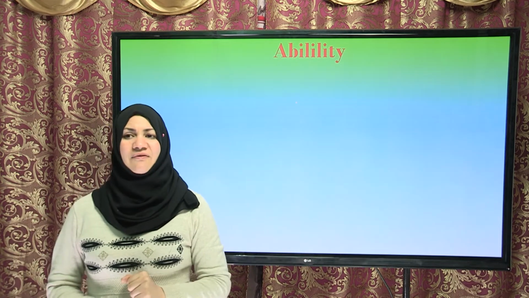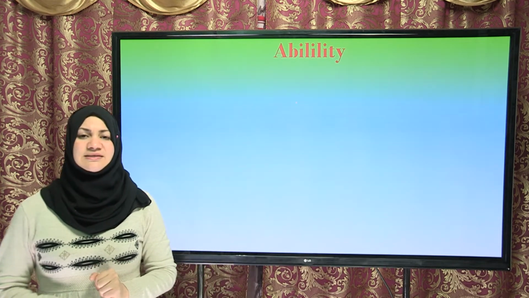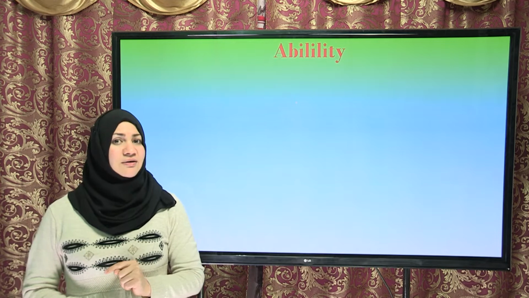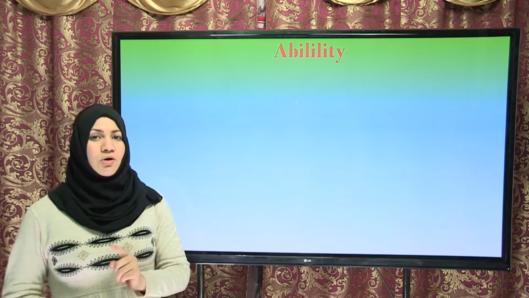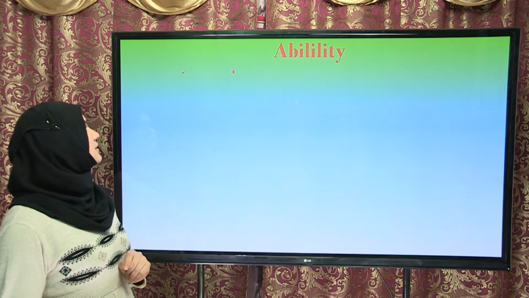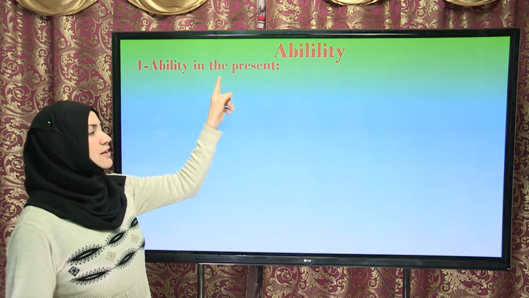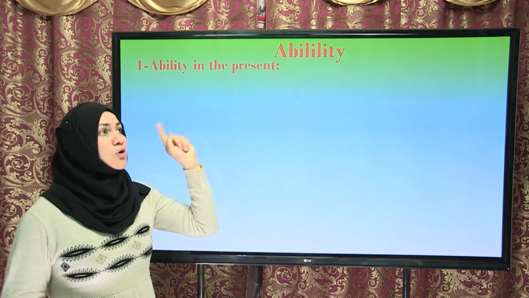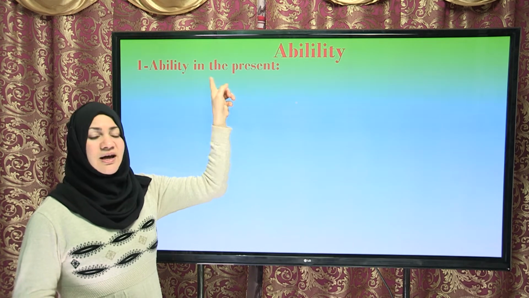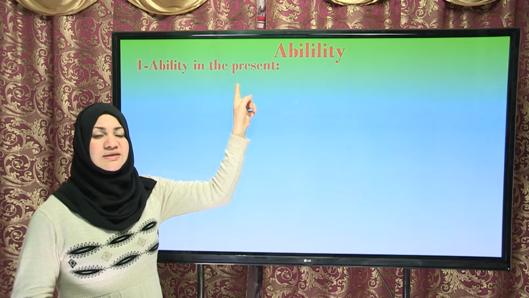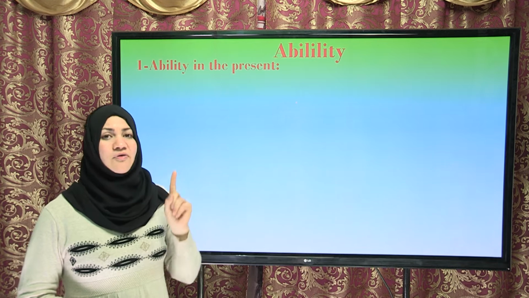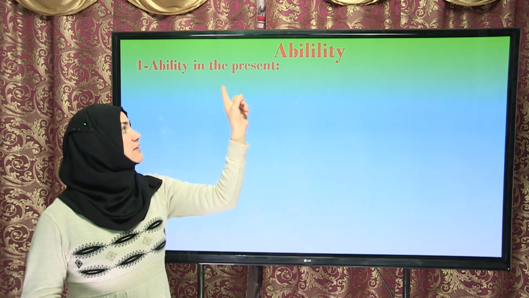Ability. We have the modal that expresses ability. What is the modal that expresses ability in the present? Let's see the first point, in the present. How do we express ability in the present, and what is the modal verb that expresses ability in the present?